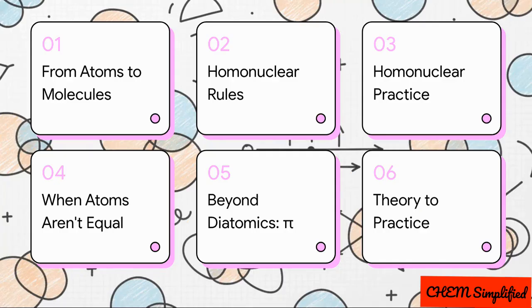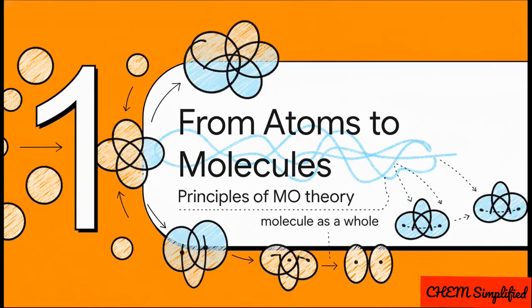So, here's our roadmap. We're going to start with the absolute basics, like why do we even need this theory in the first place? Then we'll get our hands dirty building MO diagrams, first for molecules with two identical atoms, and then we'll see what happens when they're different. We'll even kick it up a notch and look at bigger organic systems before we wrap up by tackling some real-deal problems.